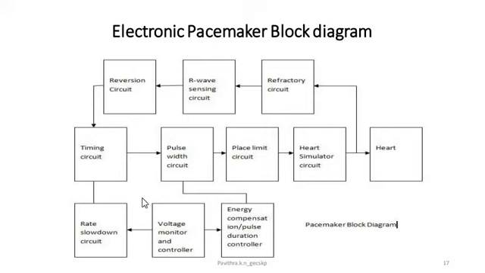The next one, voltage monitor and controller. This circuit continuously monitors the battery voltage, and as the pacing rate depends on the efficiency of the battery, it has to be monitored regularly. If the battery voltage is decreased, then it triggers the energy compensation and pulse duration controller circuit. So that is voltage monitor and control.